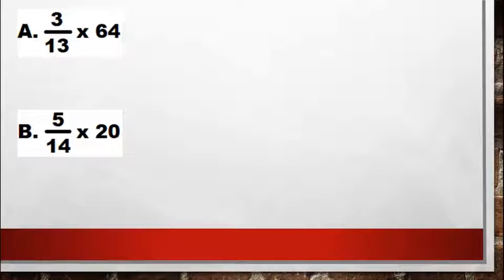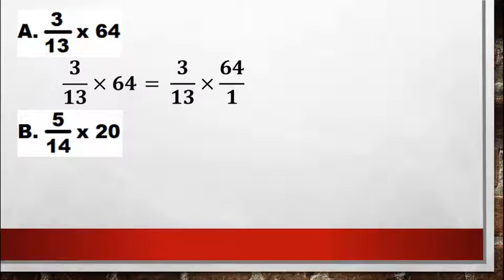So let's try letter A. We have 3 over 13 times 64. The first thing we need to do is to make your whole number into a fraction with a denominator always 1. So we have 3 over 13 times 64 over 1. Now we can multiply directly. 3 times 64, that is 192. Your denominator, 13 times 1, that is 13, or just copy 13 because we get the same answer if we multiply it by 1.